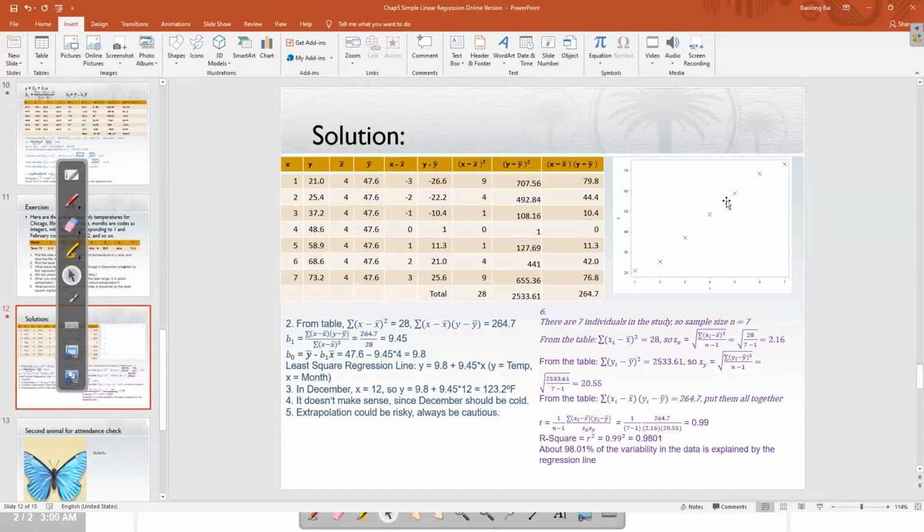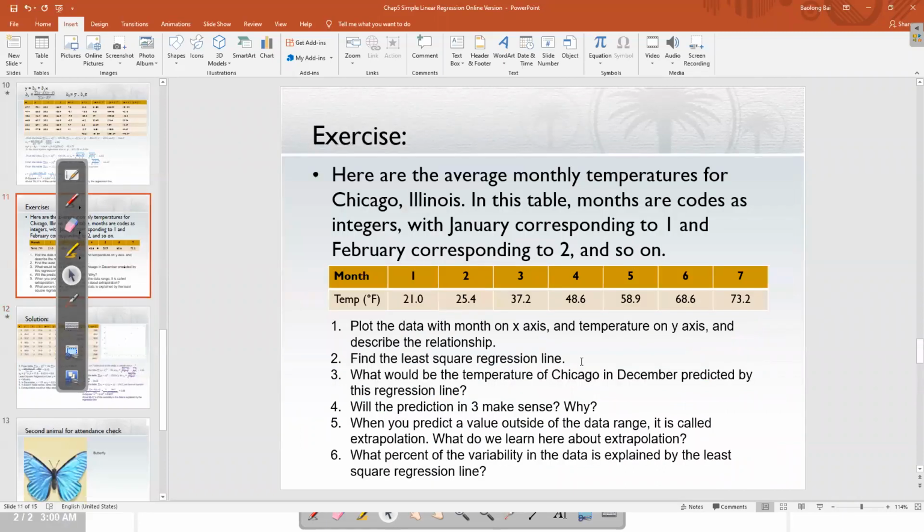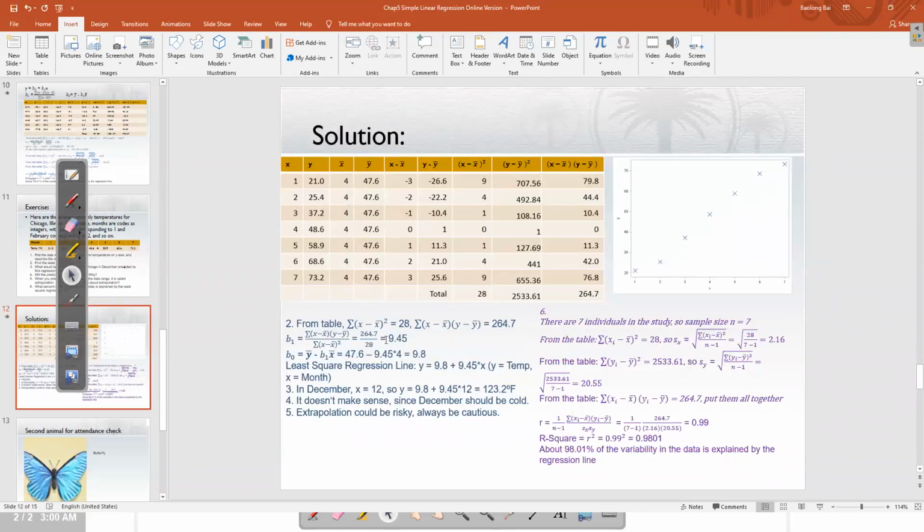So the relationship is a pretty good linear relationship, right? The form is linear, direction is positive, strength is pretty strong. Outlier, it doesn't seem to have outliers, right? So if that's the case, we do have a very good linear relationship. We should be able to do a regression process, right? So you can find a regression equation. The same process, find the regression equation, make the worksheet. So you find the slope 9.45 and intercept 9.8, right? So the slope is 9.45.